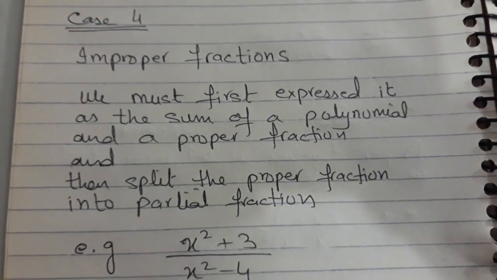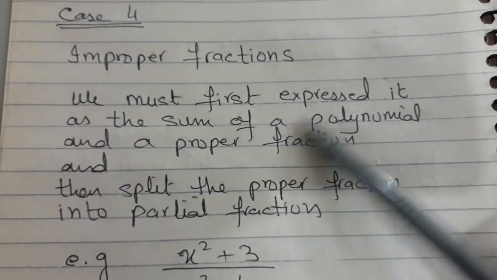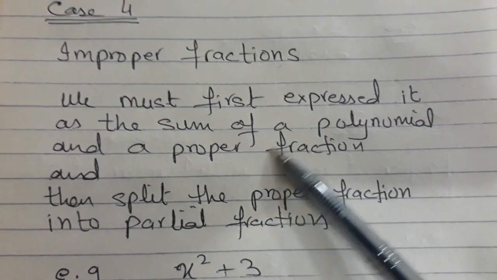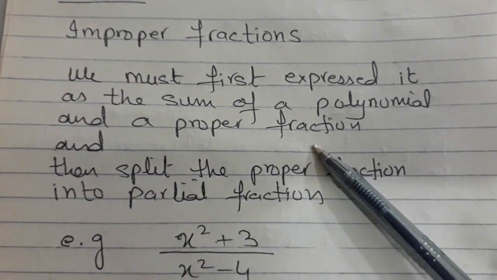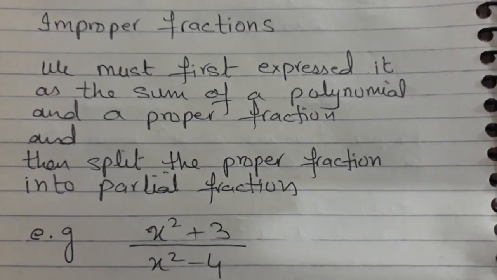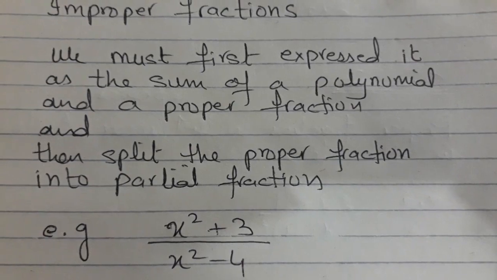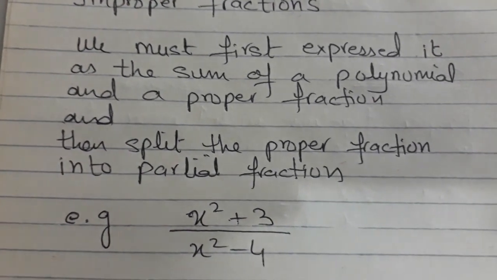Now when we are solving an improper algebraic fraction, we must first express it as the sum of a polynomial and a proper fraction. So basically we are dividing it into two parts, a polynomial and a proper fraction, and then the proper fraction we further split. Now what do I mean by this? When I simplify a single algebraic fraction, this one you will understand.